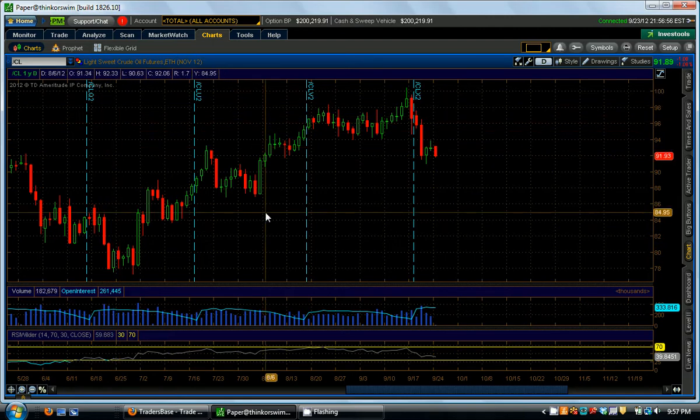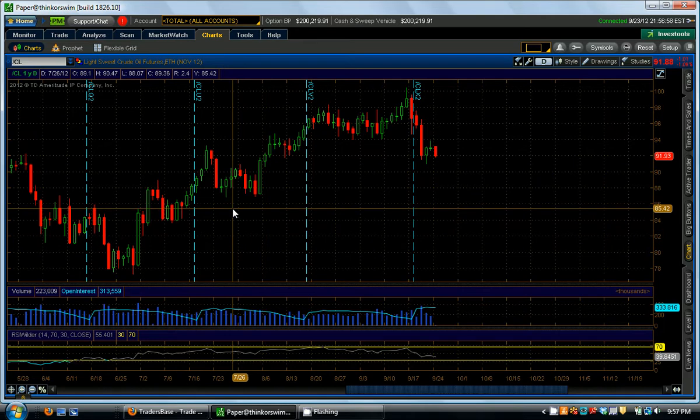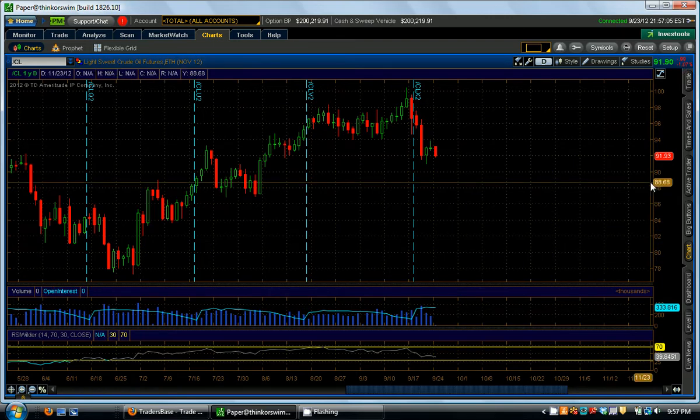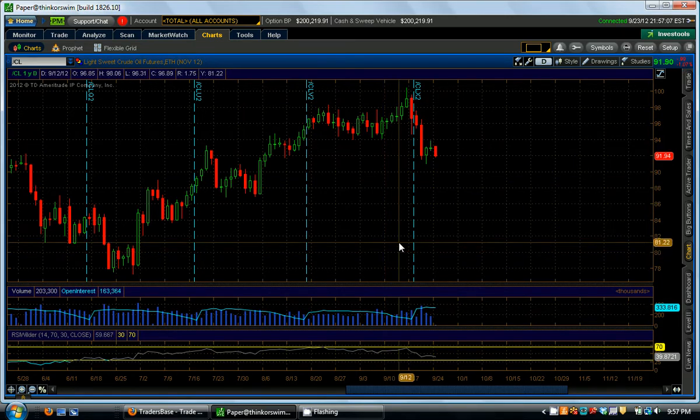So I'm looking at oil and I'm checking out the futures right now, and it looks like oil is currently pretty much crashing. It's down 1.1% and the market hasn't even opened in America yet.